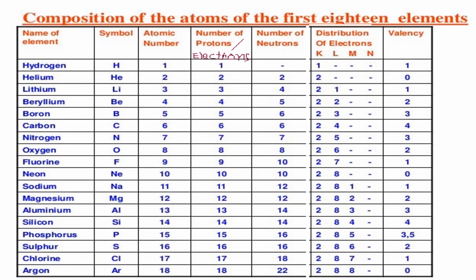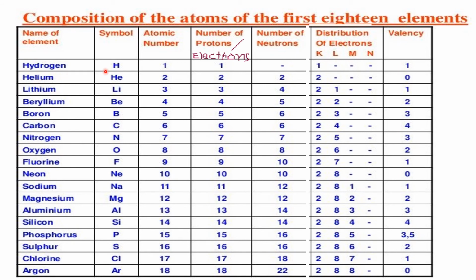So this is a complete chart. You can see this in your textbook also, page number 51. The first 18 elements, you have to learn by heart their symbol and atomic number. Then neutrons, no problem to study because they are almost the same as the number of protons or electrons. Some variations are there, no need to study that. But here the symbol is very important, and the atomic number, number of protons or electrons, distribution of electrons, and valency.